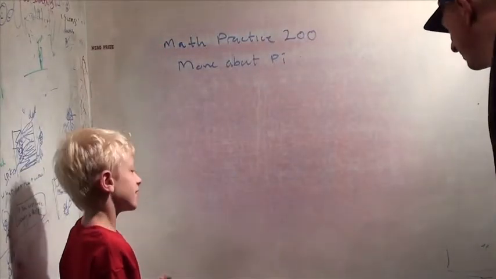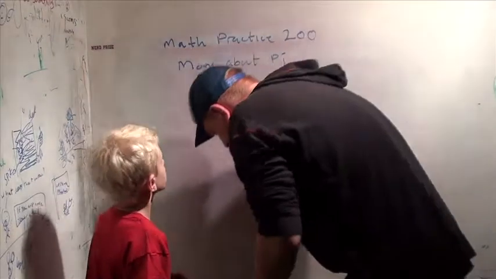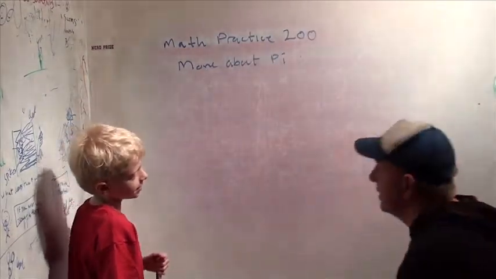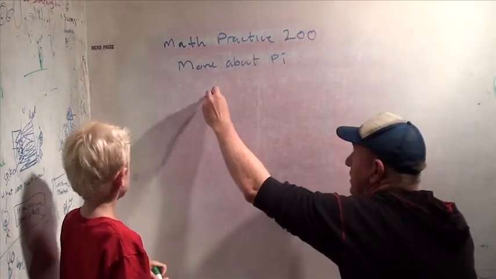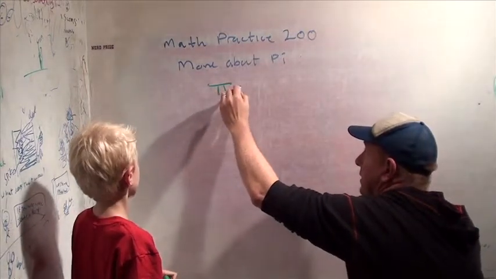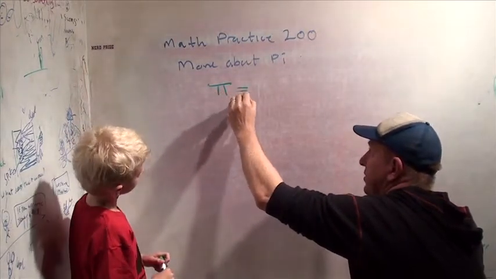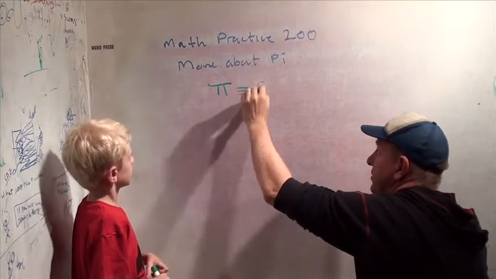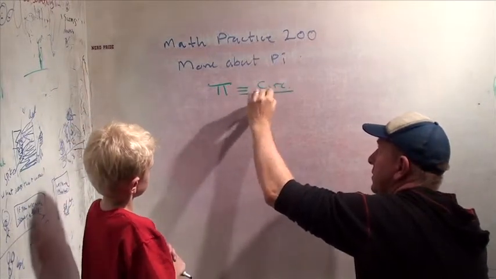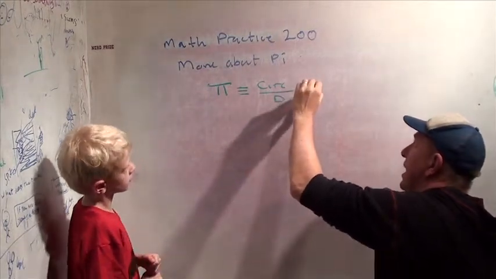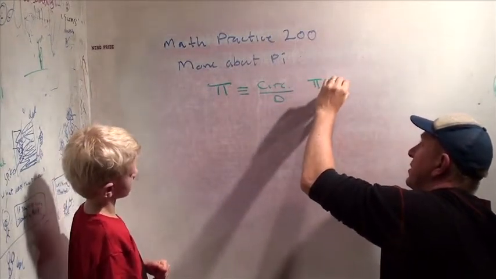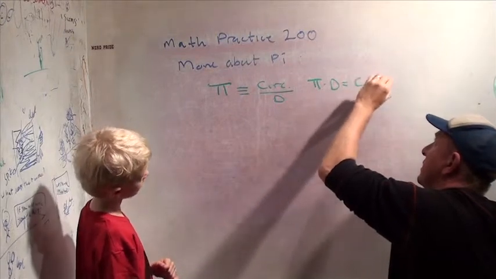Math Practice number 200. Well, yesterday we talked about pi, right? Yeah. And do you remember how you define pi? It's the circumference over the diameter. Right, pi is defined as the ratio of the circumference to the diameter, or we can rewrite this as pi times the diameter equals the circumference.